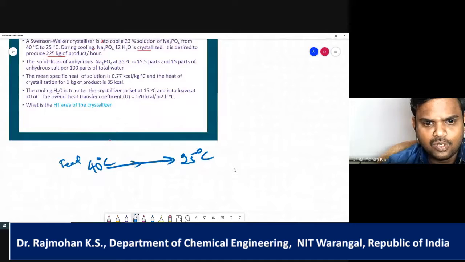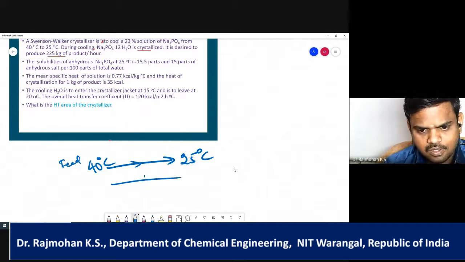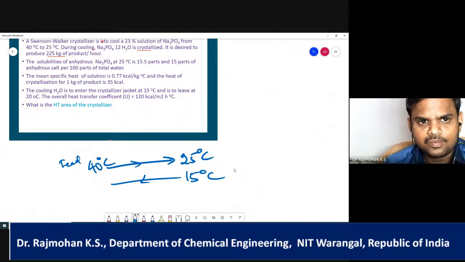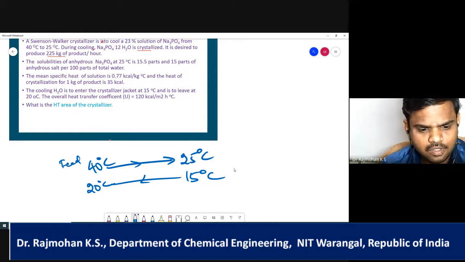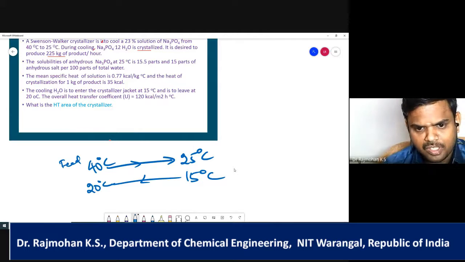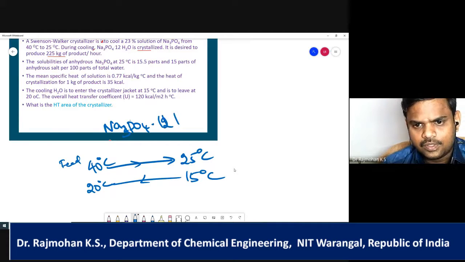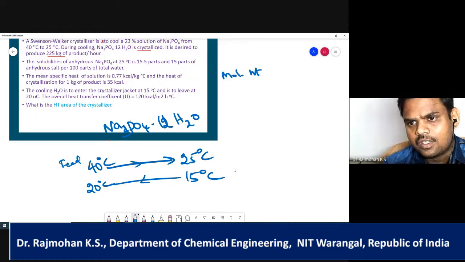And similarly, the cooling water is entering at 15 degrees Celsius and leaving at 20 degrees Celsius. So this is the feed. We are assuming it to be counter current. What is our salt here? Na3PO4·12H2O. So find the molecular weights.